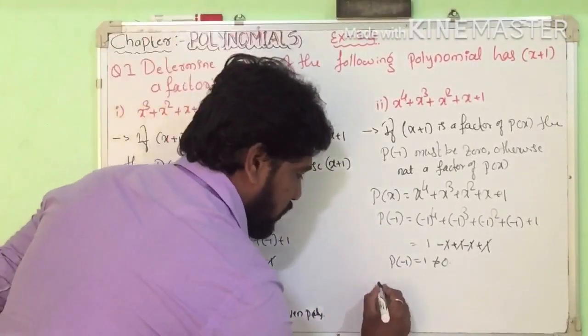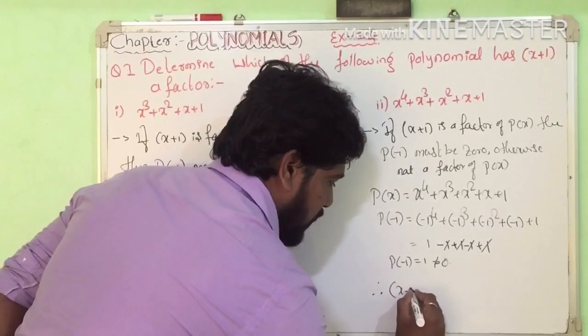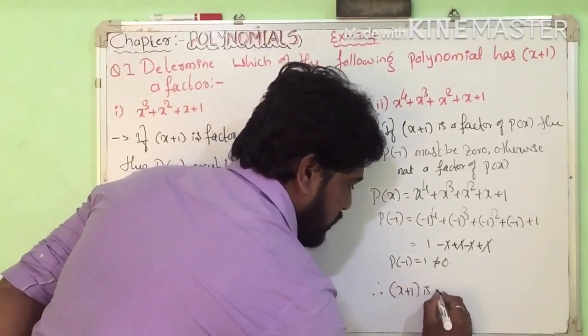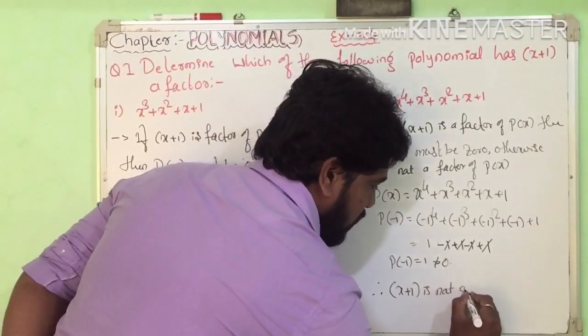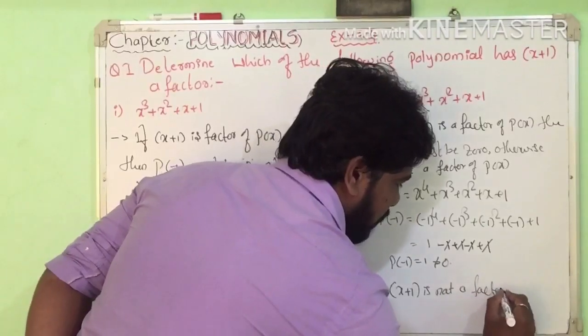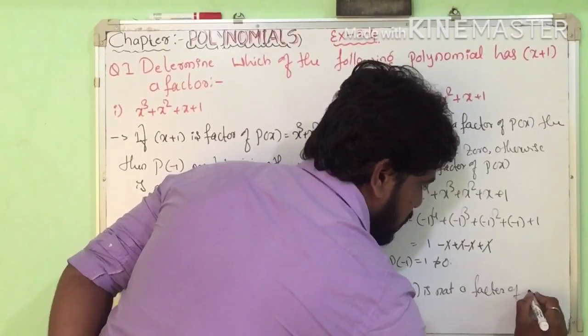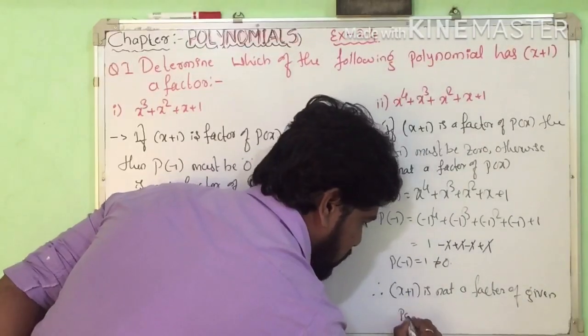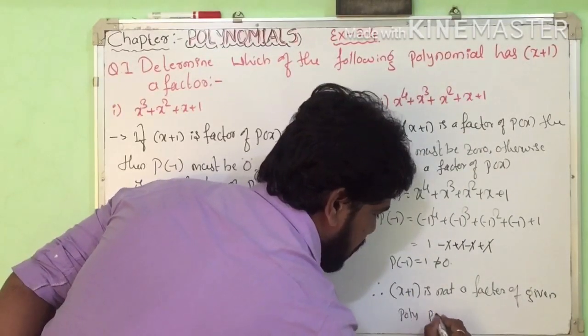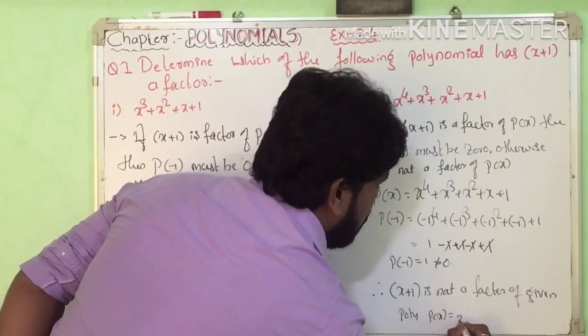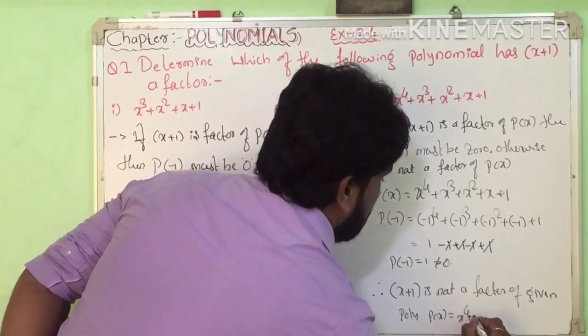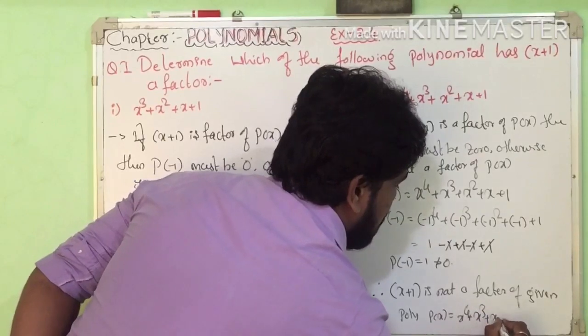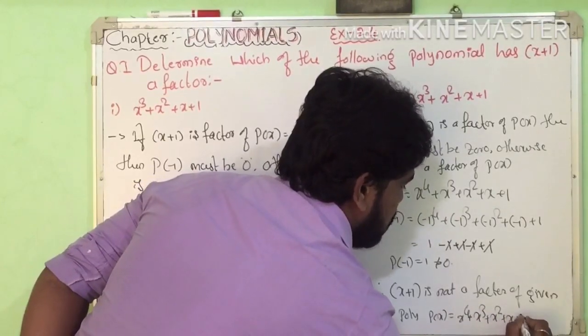So therefore x plus 1 is not a factor of the given polynomial, that is p of x is equal to x raised to 4 plus x cube plus x square plus x plus 1.